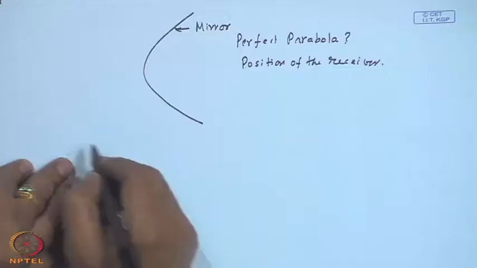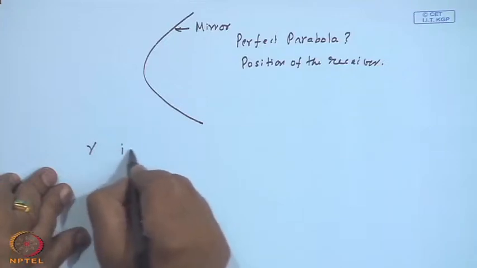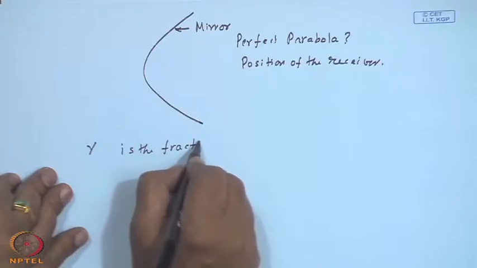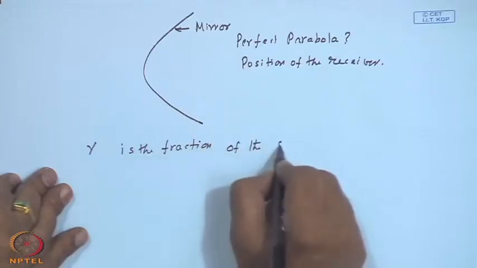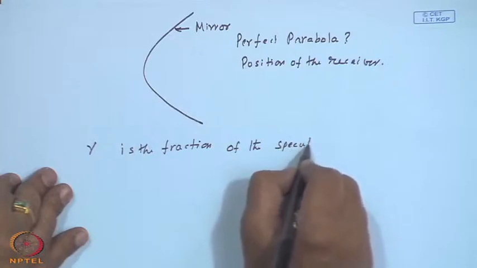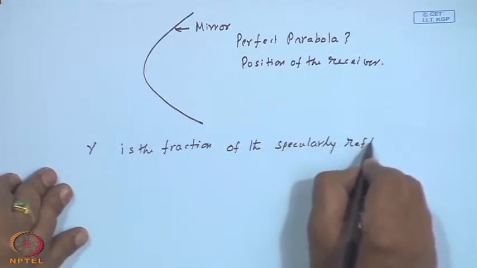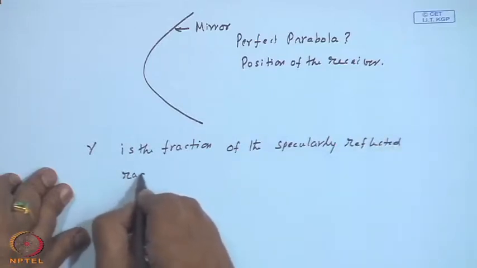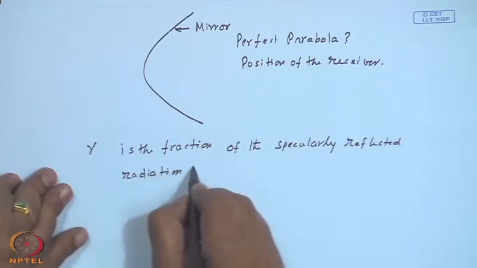So, you may define that gamma, the interceptance factor, is the fraction of the specularly reflected radiation intercepted by the receiver tube.